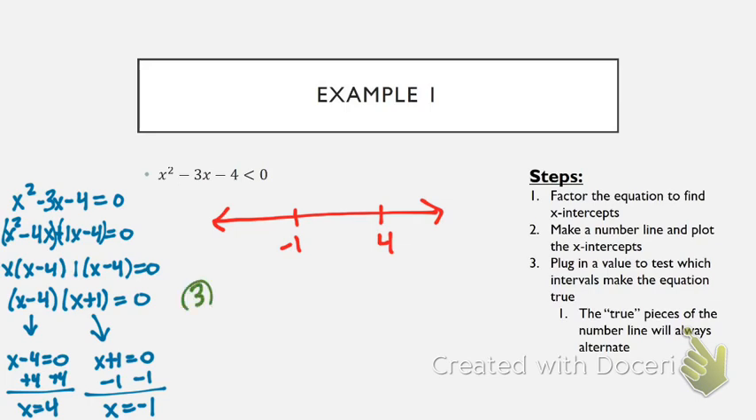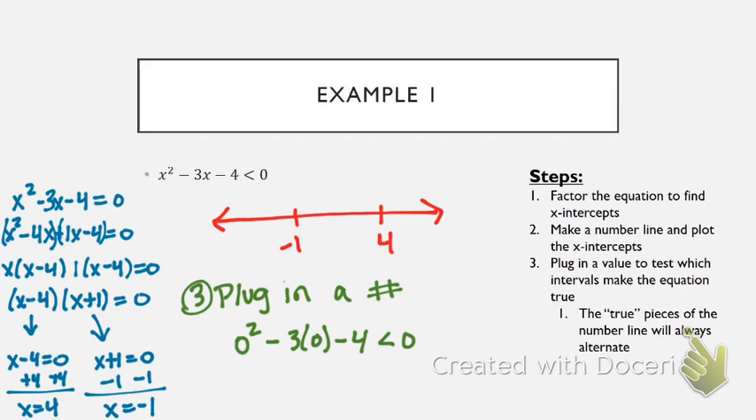So this is step 3. Plug in a number. So I'm going to plug in 0. Pick whatever number you want, your lucky number. I'm going to plug 0 into the equation. So 0 squared minus 0 minus 4. So that's negative 4 is less than 0. So when I plug in 0, my inequality says negative 4 is less than 0.